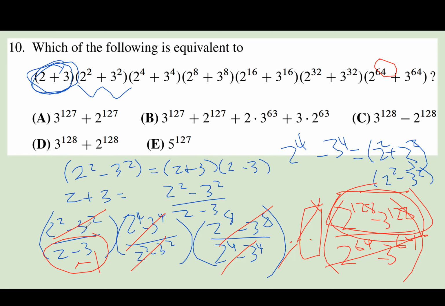Sorry, this is supposed to be, yeah. So it ends up becoming 3 to the 128 minus 2 to the 128, which is choice C. So the answer for number 10 is choice C.